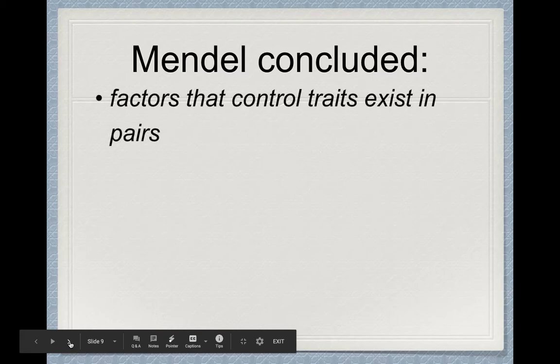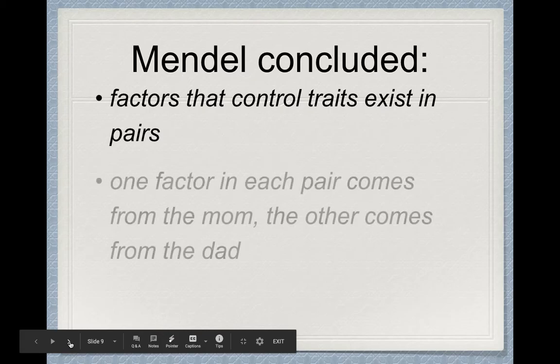His first finding was that factors that control traits exist in pairs. In other words, pea plants have two factors that control what color their flowers are going to be. Pea plants have two factors that control whether they're going to be short or tall. At the time, he just called them factors. Today, we call them genes, but that was not a word that was used in Mendel's time.